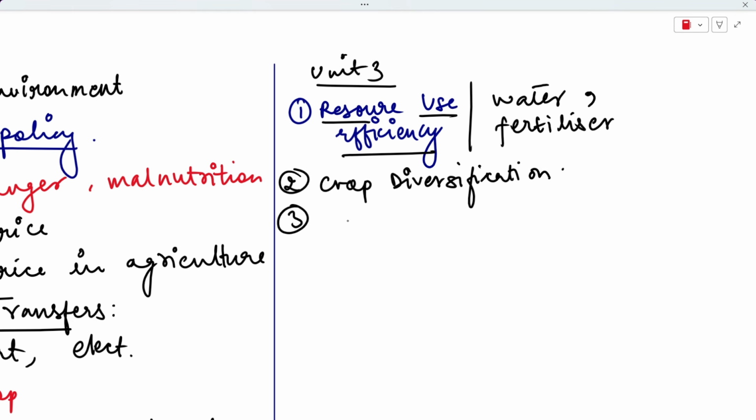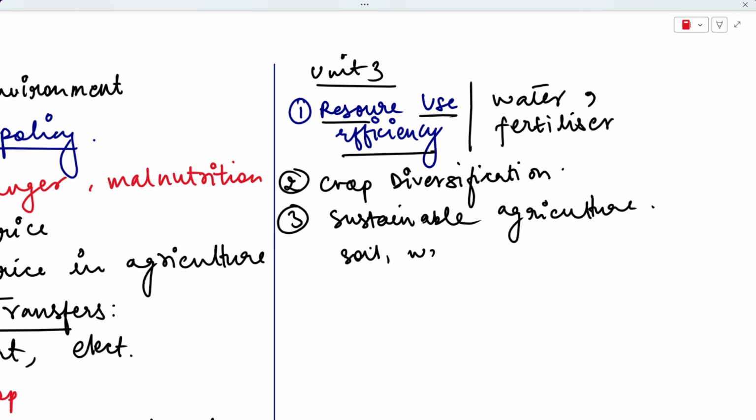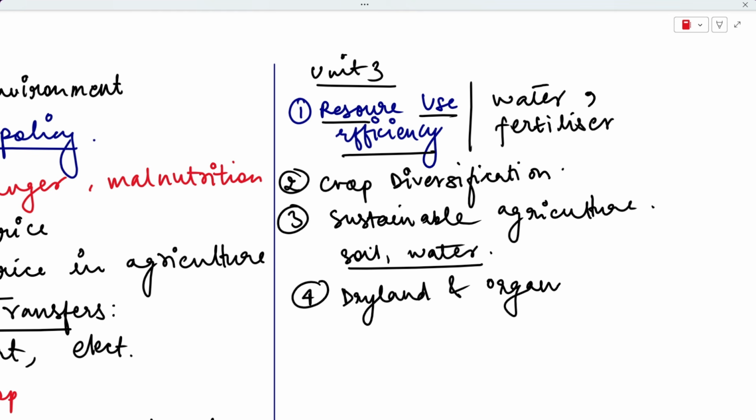Then we're going to talk about sustainable agriculture. So what is sustainable agriculture? This means, can we keep farming the way we are, or are we destroying our soil, our water, and our environment, right? So we need to ask this question. Okay. Then what do we need to discuss? It is something called dry land and organic farming.